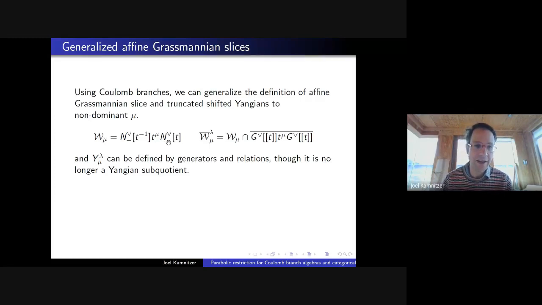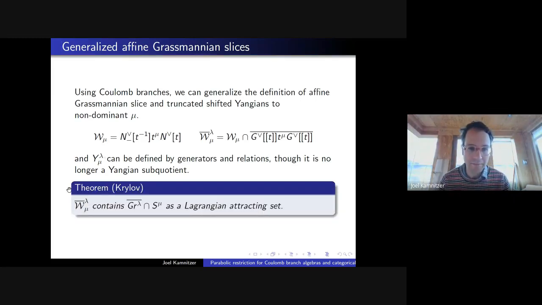Another thing is this Y^lambda_mu, the truncated shifted Yangian, which was defined as a subquotient of the Yangian in the dominant case. Now in the case when mu is not dominant, it's not a subquotient of the Yangian, but it has a pretty similar generators and relations description. We had already guessed that before thinking about it as a Coulomb branch, but still, having the Coulomb branch description makes it much more tractable.